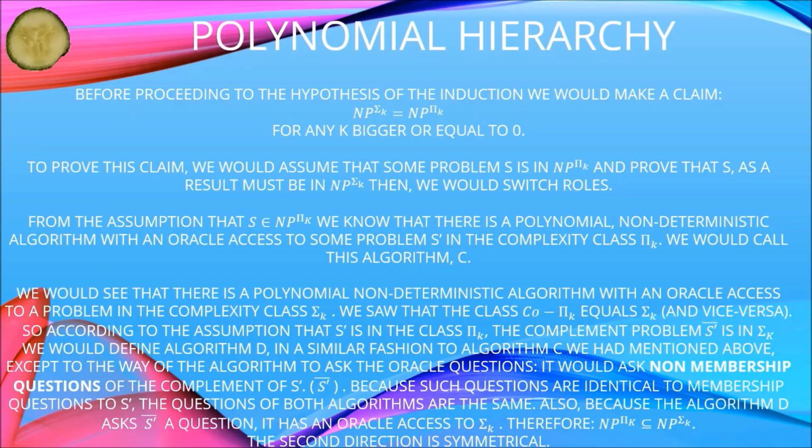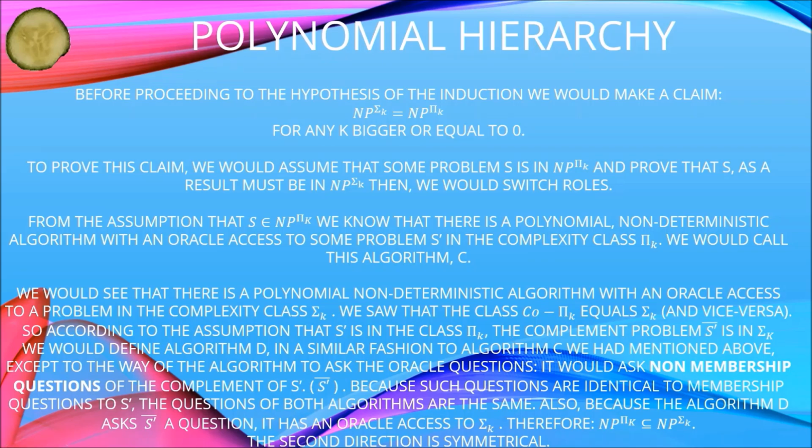From the assumption that S is in NP to the power of Πk, we know that there is a polynomial non-deterministic algorithm with an oracle access to some problem S' in the complexity class Πk. We would call this algorithm C. We would see that there is a polynomial non-deterministic algorithm with an oracle access to a problem in the complexity class Σk. We saw that the class co-Πk equals Σk and vice versa. So according to the assumption that S' is in class Πk, the complement problem S' with overline is in Σk.